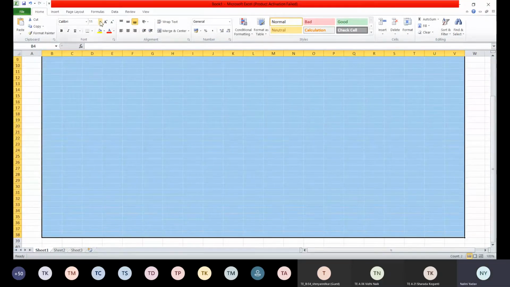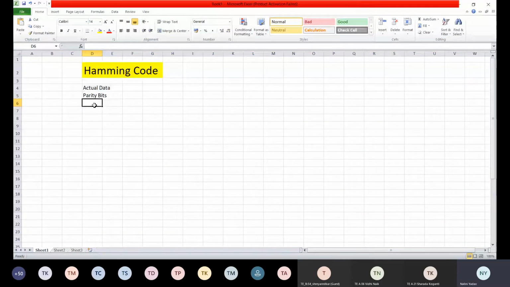I will just increase the font so things will be easier. So we are transmitting actual data and parity bits, right? Data and parity bits are placed at spatial locations in the data stream. What do you mean by spatial location? This I will be explaining soon. We are placing data and parity bits at a spatial location for the Hamming code.